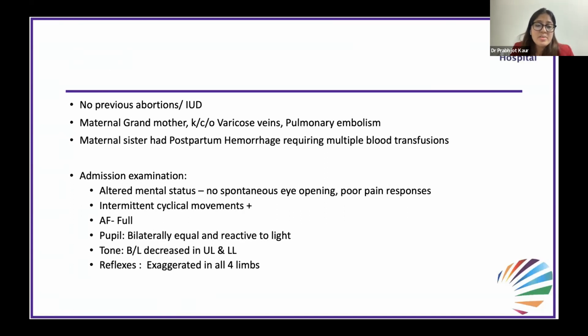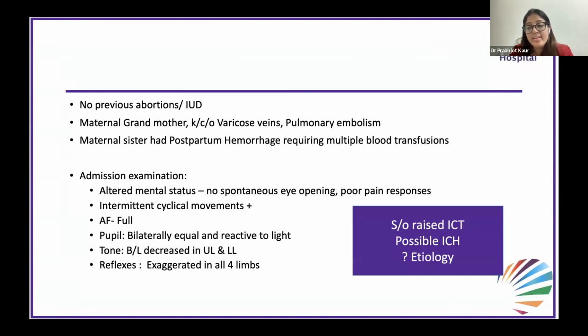When this baby was admitted, the baby had altered mental status, with no spontaneous eye opening, poor pain responses, and intermittent cycling movements, posturing of the entire body, arching of the back. The AF was full, the pulsations were poor, pupils were bilaterally equal and reactive to light. Tone was decreased in all four limbs with exaggerated reflexes. So one thing was clear, there were signs of lethargy. Most likely possibility being an intracranial hemorrhage with an underlying etiology to be investigated.